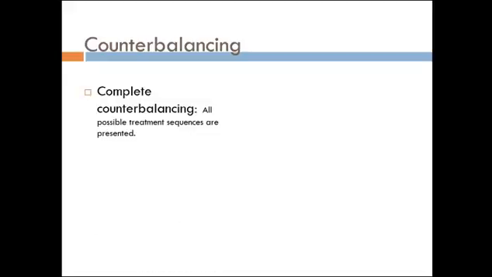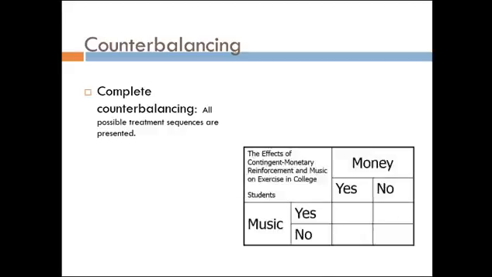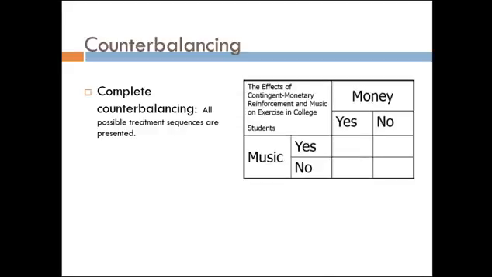I probably am spending more time on counterbalancing than I really should for most of your research and ideas and things that you'll do in the future, but it's always good to be exposed to these things. A lot of times people think, well, I'll just do a complete counterbalance. All possible treatment sequences are presented, and that's fine if you only have like 2 treatments. Here we have the effects of contingent monetary reinforcement and music on exercise in college students. This is an actual study that I found in Psychological Science.